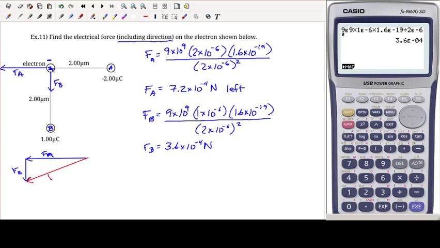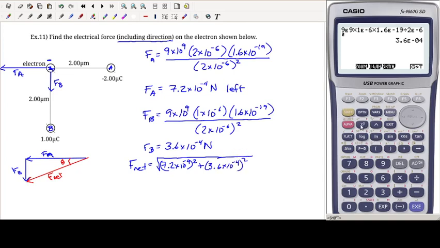So if you didn't finish this yet, maybe pause your video at this point and see if you can figure out F net. You need both the hypotenuse magnitude using a squared plus b squared equals c squared, and you should find this angle theta using SOHCAHTOA. So if you haven't done so already, pause your video, otherwise I'm just going to keep going. So F net then is going to be the square root of 7.2 times 10 to the minus 4 squared plus 3.6 times 10 to the minus 4 squared. Here we go.